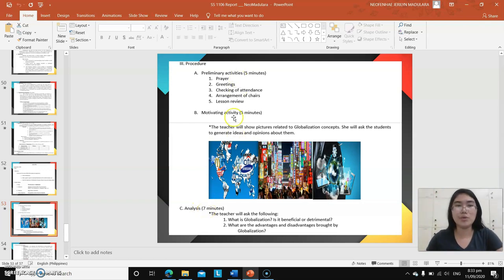So let's have a motivating activity by picture analysis. So the teacher will show pictures related to globalization concepts. She will ask the students to generate ideas and opinions about them. So basically, motivating activity to ignite the interest of our students to be able to compose ideas about the picture.